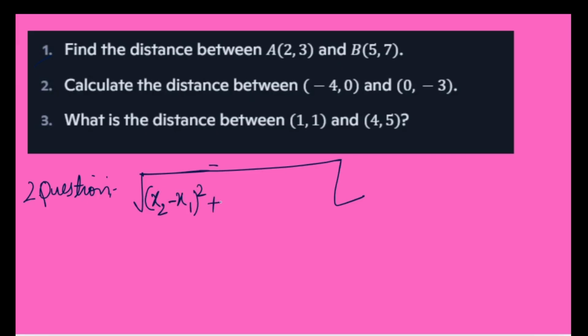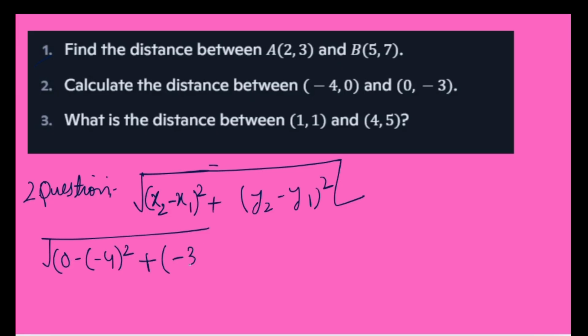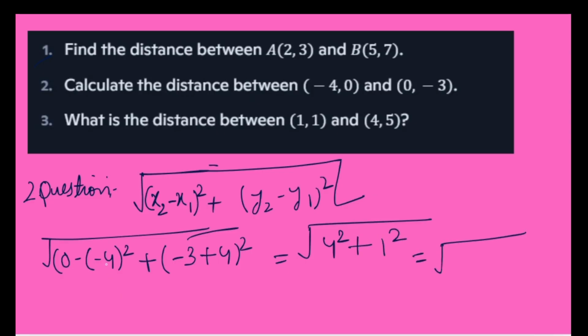So (x2 minus x1) square plus (y2 minus y1) square. x2 is 0 minus 4, square, plus minus 3 plus 4, square. So that would be equal to 4 square plus 1 square, that is equal to 16 plus 1. Minus 3 plus 4, that would be 1. Minus minus is plus. So 16 plus 1, that would be root 17 units.